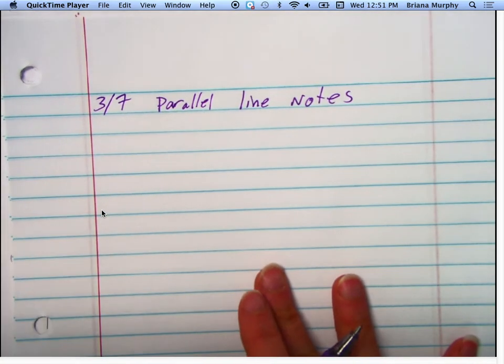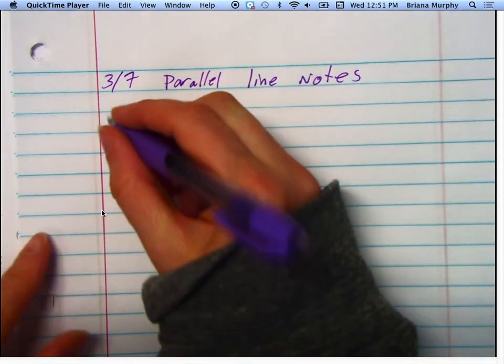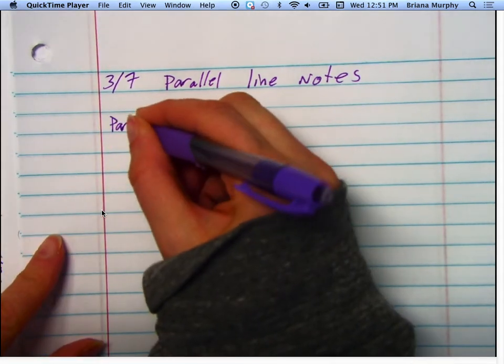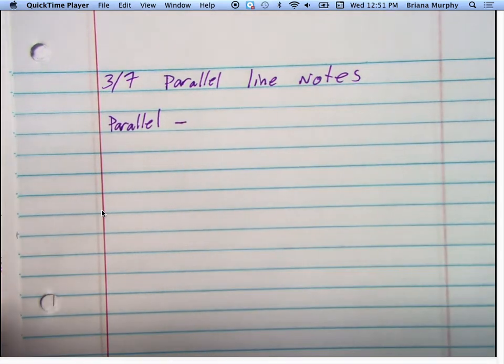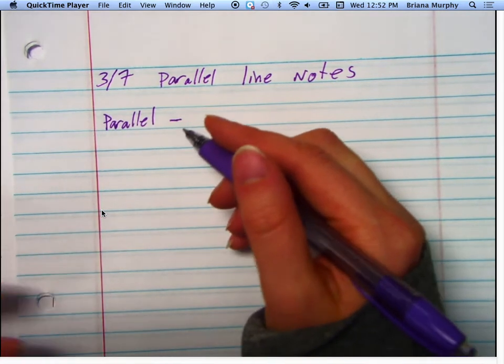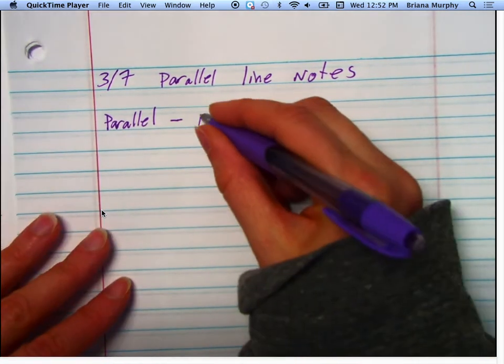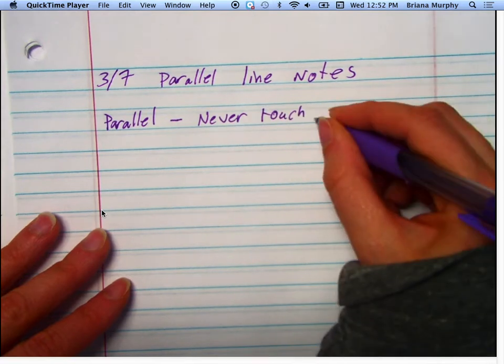Okay, so let's start right away with the first thing. We're going to start with the word parallel. What does parallel mean? Parallel does not mean equal. That's a common misconception. Parallel is not equal. What does parallel mean? If two lines are parallel, they what? They'll never touch. They have the same slope.